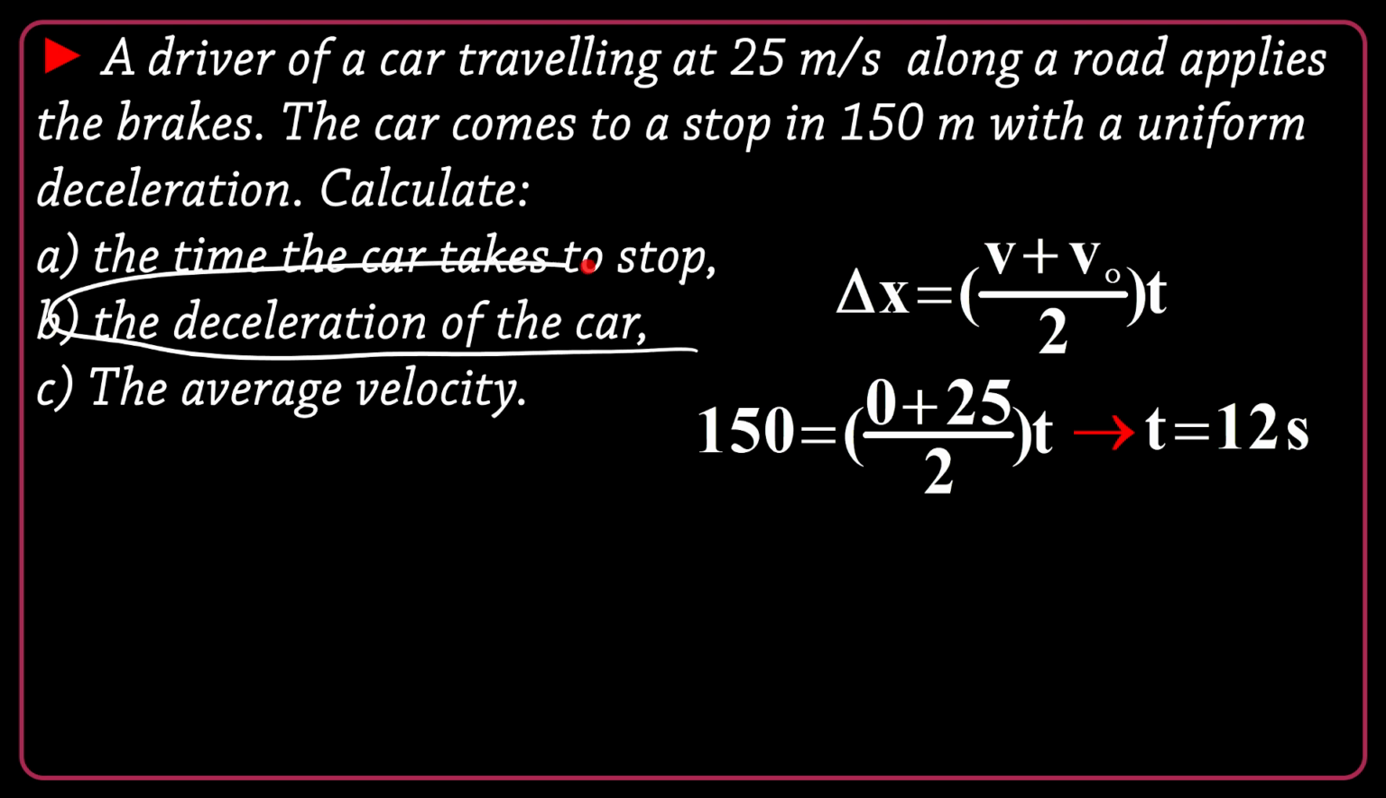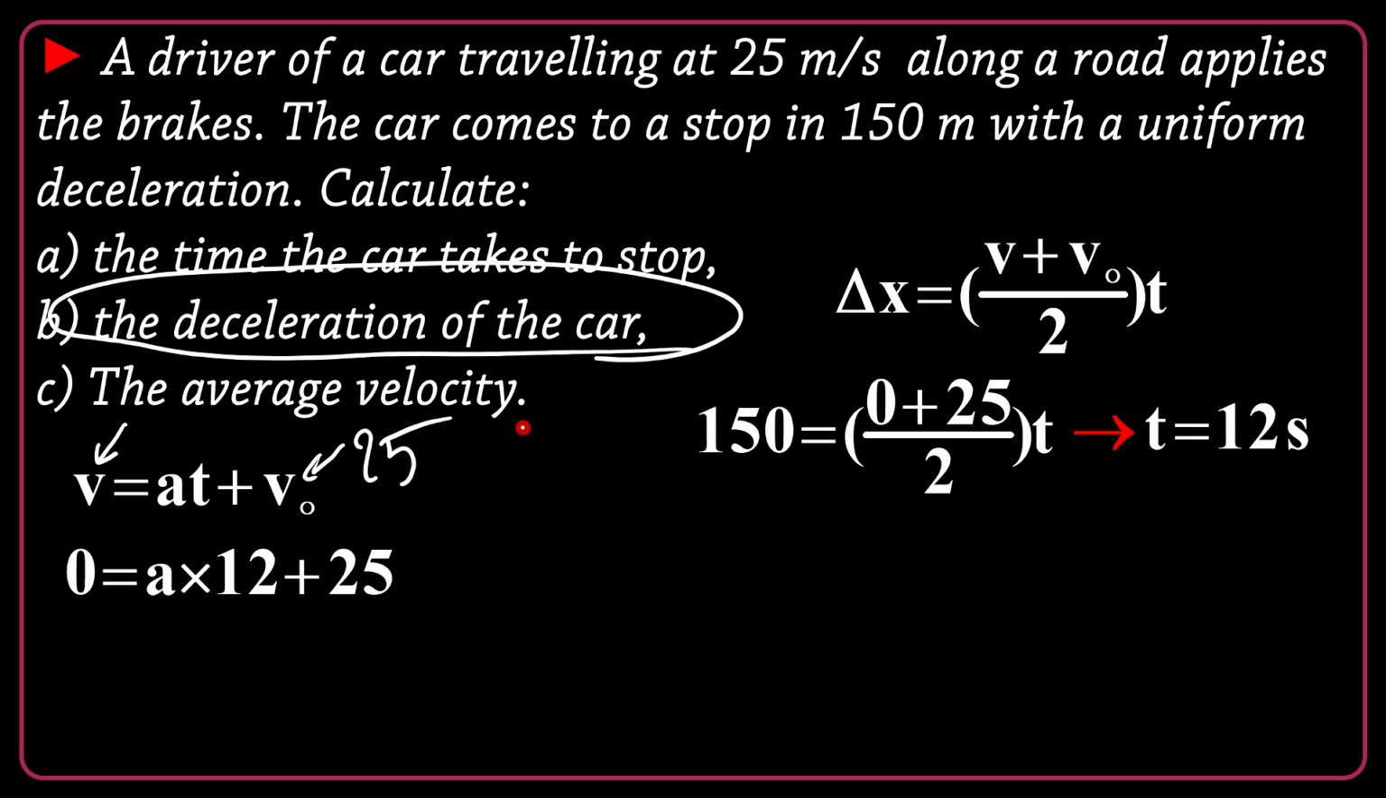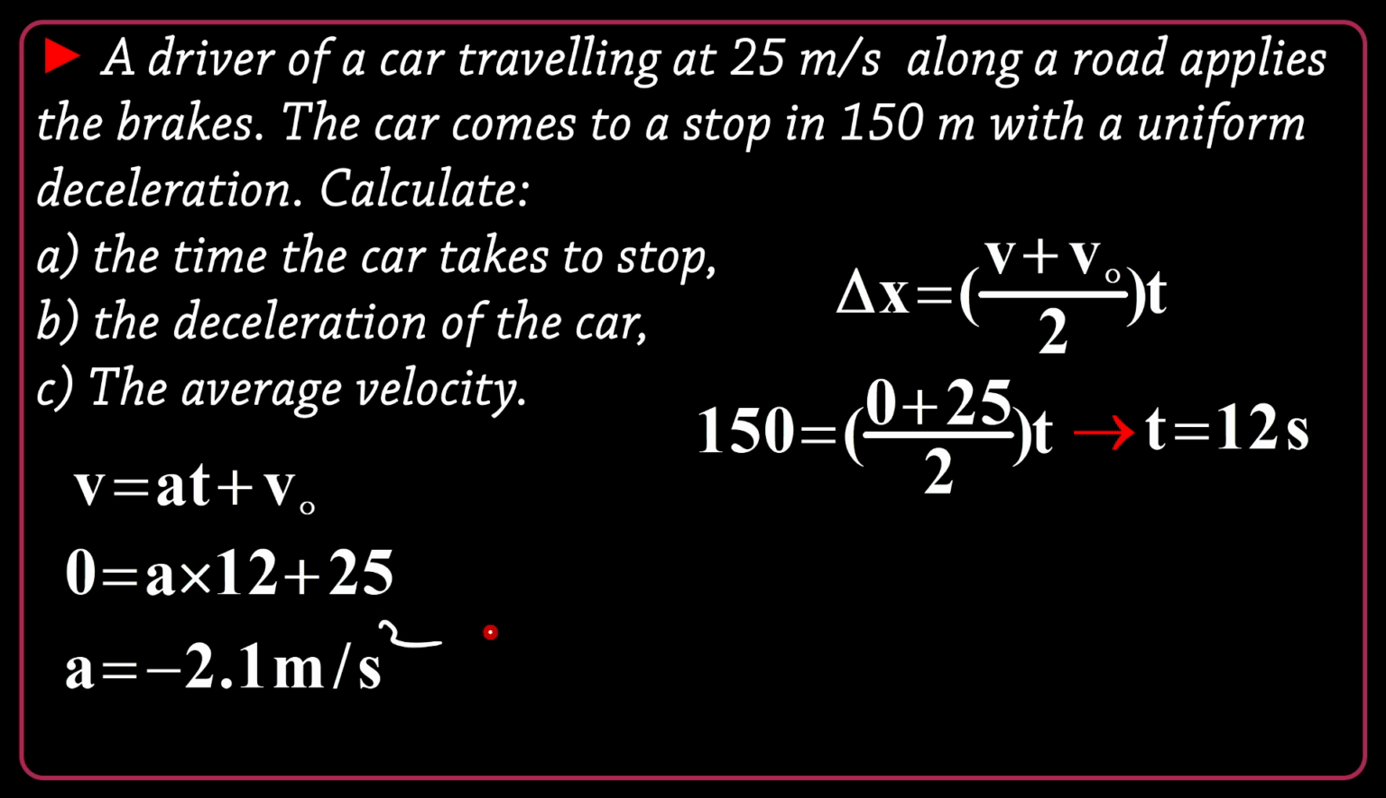For deceleration of the car, you can easily use the velocity time equation. V is equal to AT plus V naught. And then plug in the values. The final velocity is 0, the initial velocity is 25, as you know. And then the time is 12. Acceleration is going to be negative 2.5 meters per second squared.